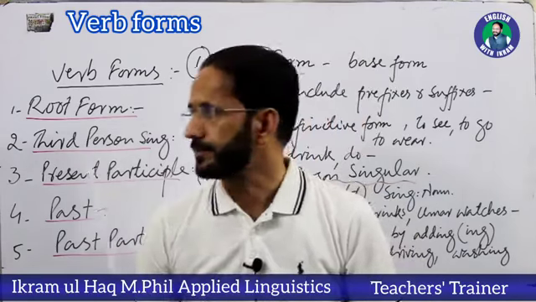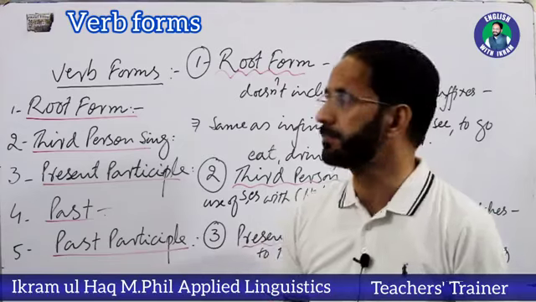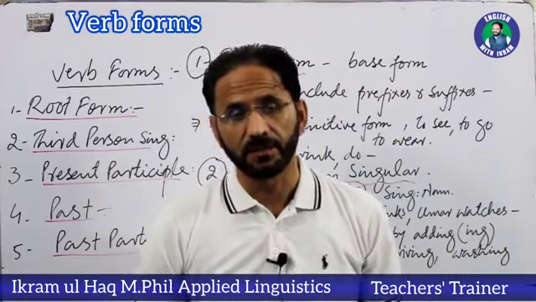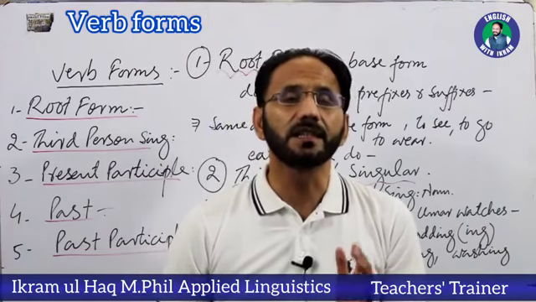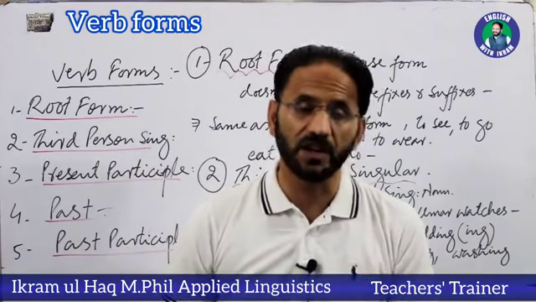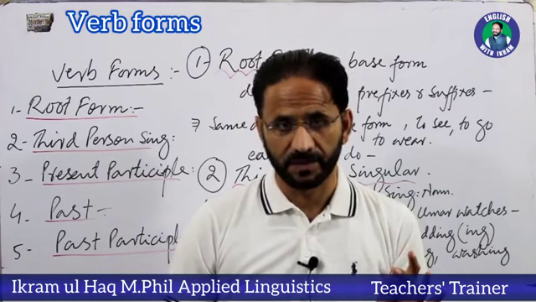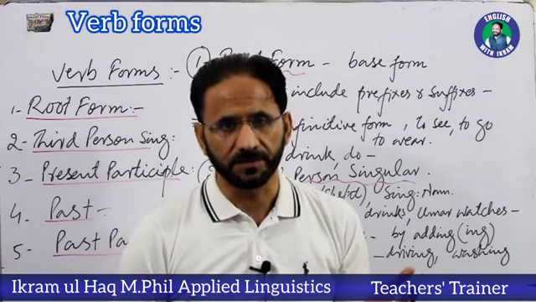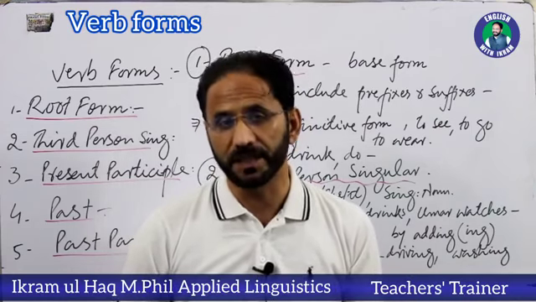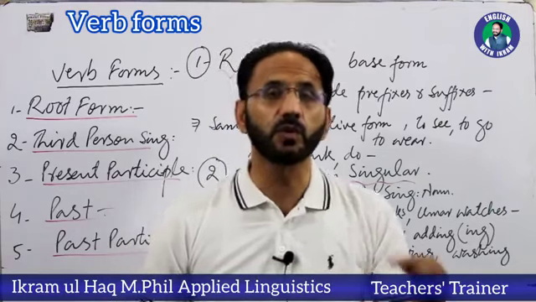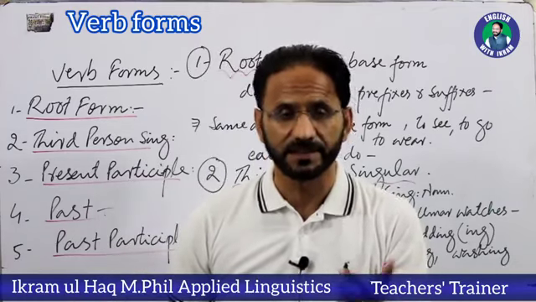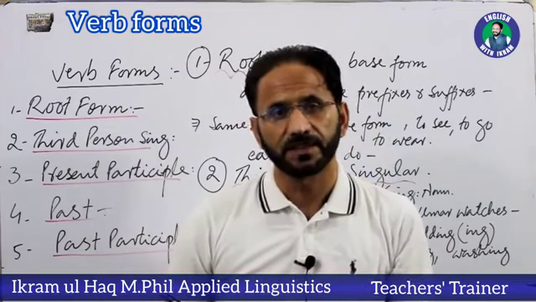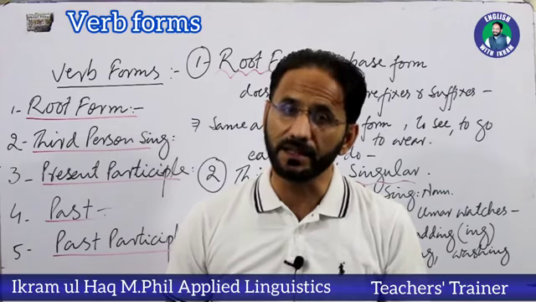Then second form of the verb is third person singular. What is third person singular? In simple present tense, we add s or es with third person singular pronouns, which are he, she and it. There are 3 different kinds of pronouns. First person, I and we. The person who is speaking is called first person. Second person, to whom you are speaking, the addressee. Second person, singular and plural. And third person, about whom you are speaking. Singular he, she, it, and plural they.